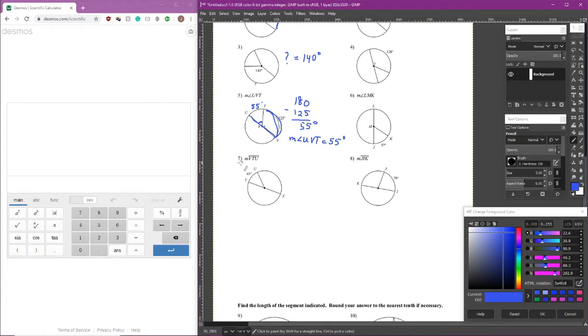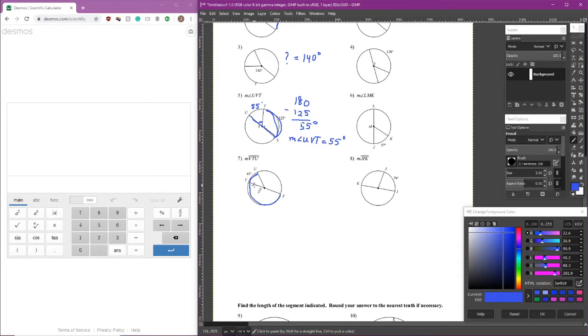Okay, now let's look at number 7. We have the measure of arc VTU. The measure of arc VTU, it's important that we do direction here. We want to go from V first to T, then to U. Remember, major arcs need 3 letters because they need to show you which direction they go. You're going the long way around.